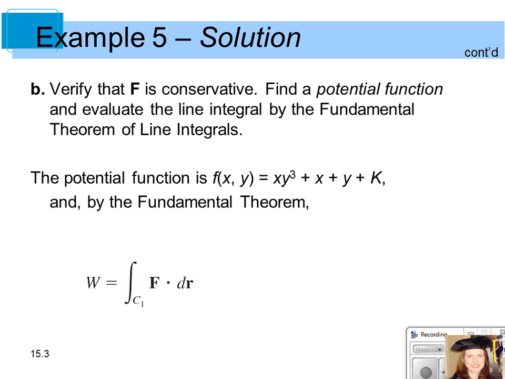Okay, so we do verify that it is conservative, and then finding the potential function, we can find that the potential function is xy cubed plus x plus y plus k. Again, you can go back to a previous section and practice how to get that potential function. And then using the fundamental theorem of line integrals, evaluate this potential function at the endpoint, which was located at (2, 0), and the start point located at (0, 0). And you'll find that the line integral for work is equal to 2. That's using the fundamental theorem of line integrals.